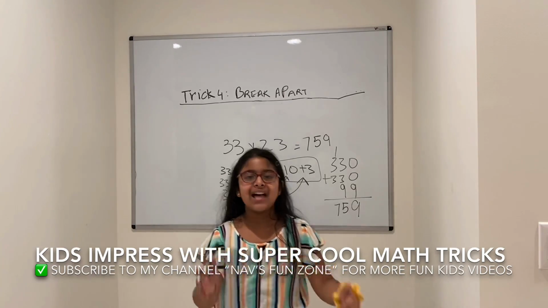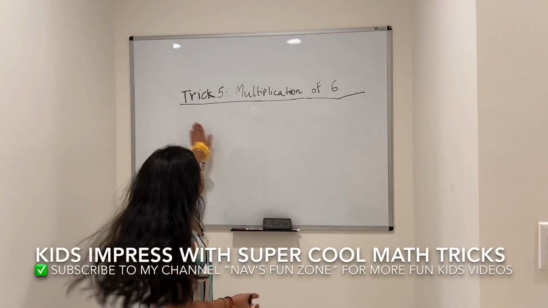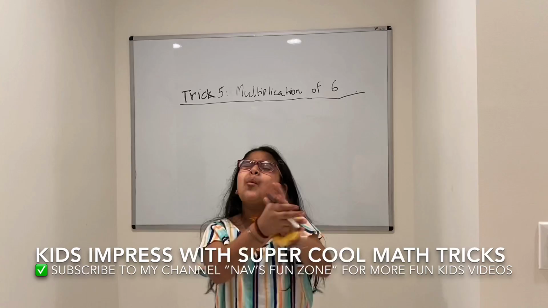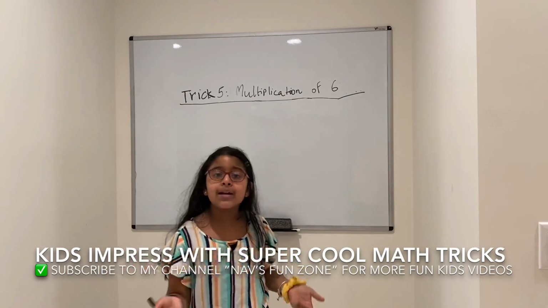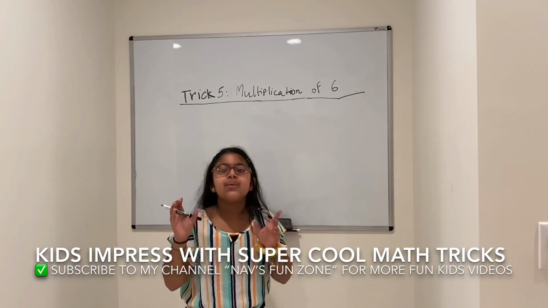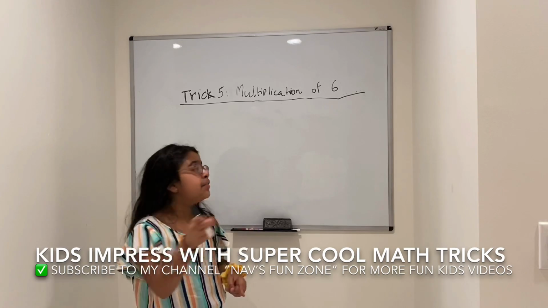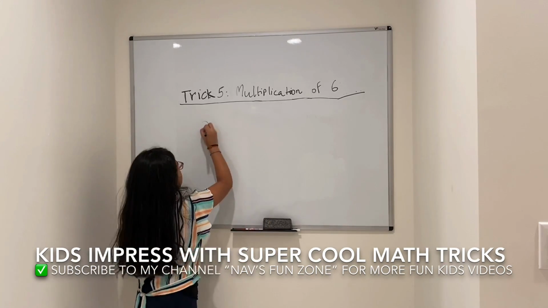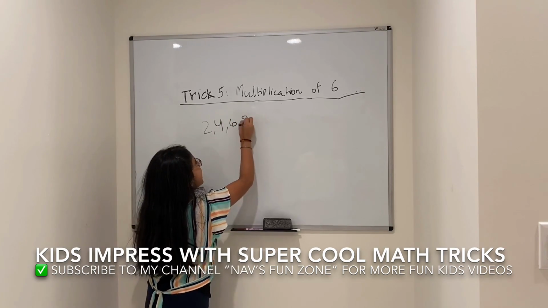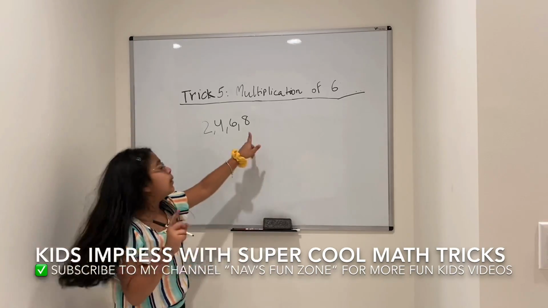Let's move on to the last trick, aka trick number 5. Okay, so trick number 5 is multiplication rule of 6. Some of you might be at the stage of where you have to memorize the table of 6. Well, I can teach you an easy way that you have to avoid memorizing, but it will only work for even numbers. And the even numbers that it will work for are 2, 4, 6, and 8. So these are the only numbers that the rule of 6 will work for.